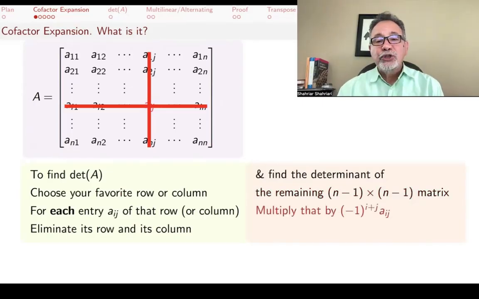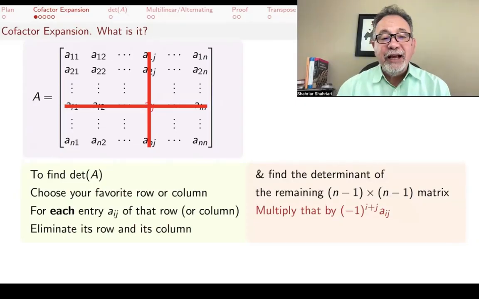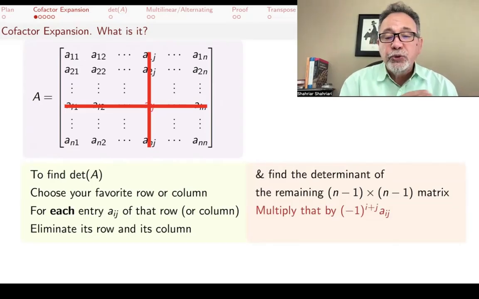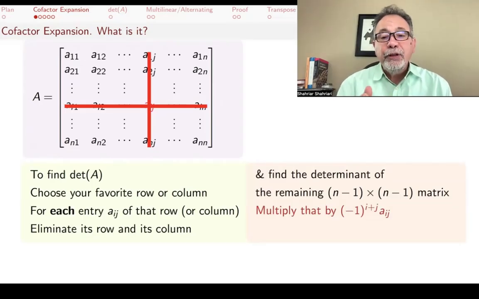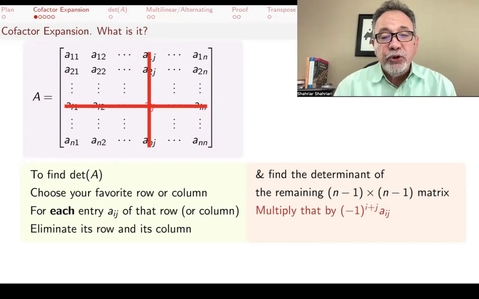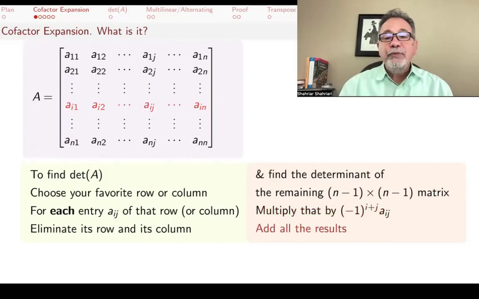Multiply that by (-1) to the i plus j times aij. What's aij? aij is the entry in row i, column j, the entry for which we eliminate its row and column. i plus j is the sum of the row number and the column number. If the row number and column number add up to an even number, we don't do anything. But if they add up to an odd number, we multiply by -1. And then we add all the results.